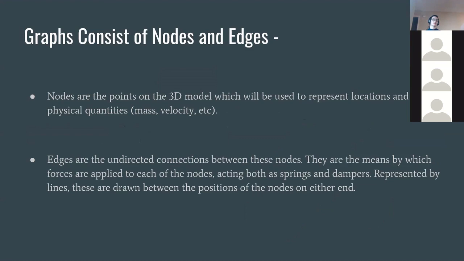Nodes are the points on the 3D model which are used to represent the locations and other physical quantities. So there's a point mass, and it's traveling at some velocity. Edges are the undirected connections between these nodes, and they're sort of the vectors along which the forces are applied. So they conceptually act as both a spring and a damper. In the program here, they're represented as a line drawn between the two ends.